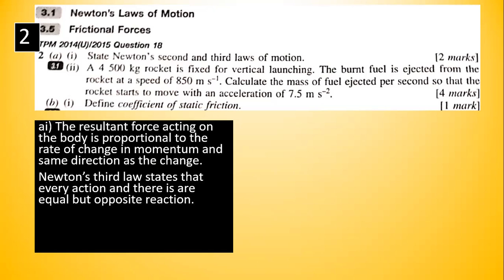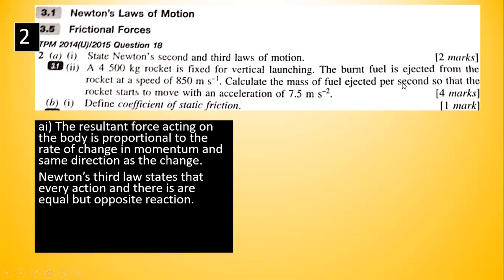Newton's third law states that for every action there's an equal and opposite reaction. And after that, you apply the law. That's all. A 4.5 kilogram rocket is fixed for vertical launching. The burnt fuel is ejected with a speed of 800 meters per second. Calculate the mass of fuel ejected per second.